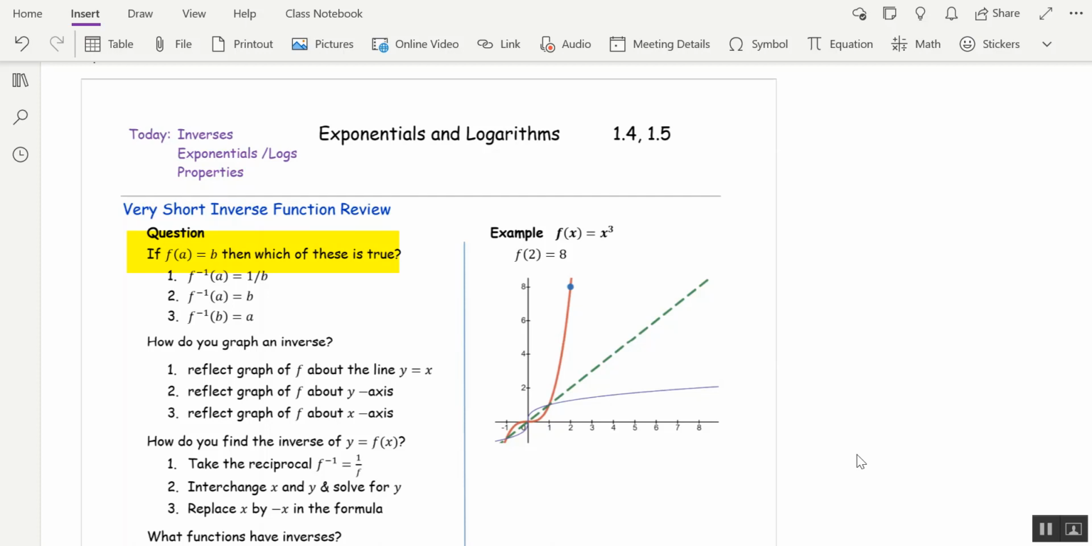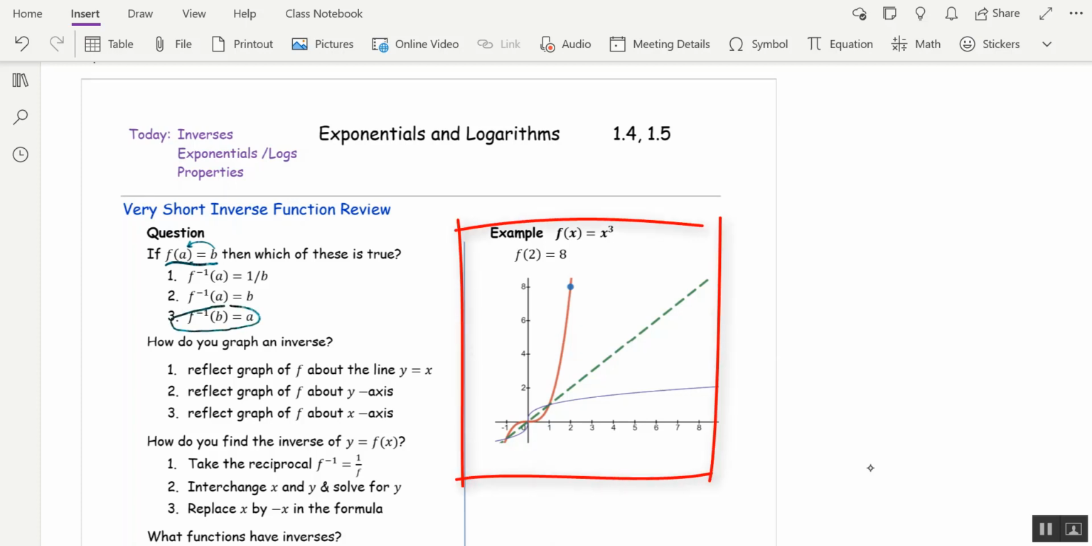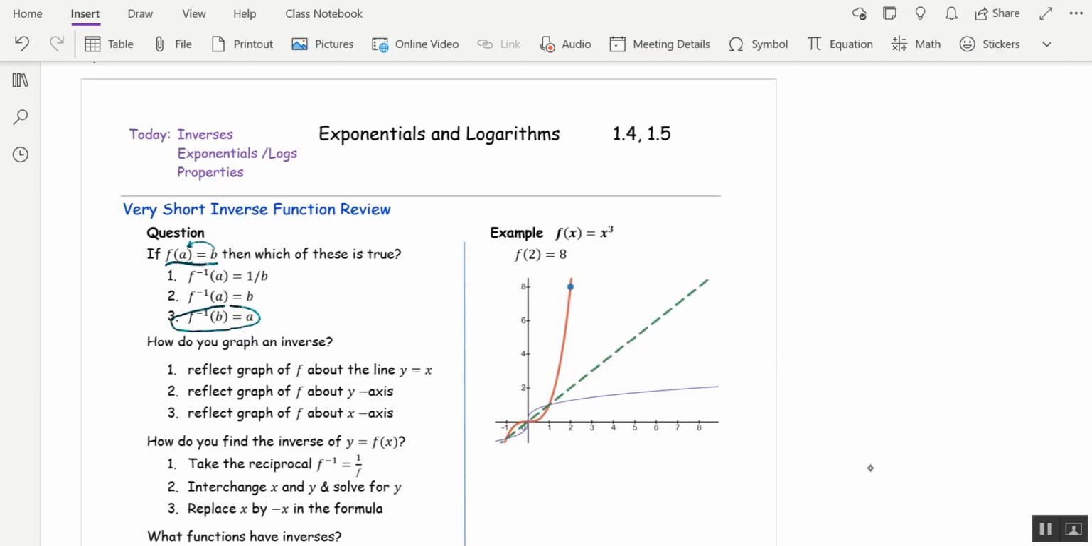If f of a equals b, then which of the following is true? Well, f inverse is the function that goes backwards, so it's going to take b to a. So f inverse of b equals a. And here's a picture over here. I've got f of x equals x cubed, so think of that as y equals x cubed. f of 2 is 8. And so down here I've got the inverse graphed. We see that f inverse of 8 is 2.